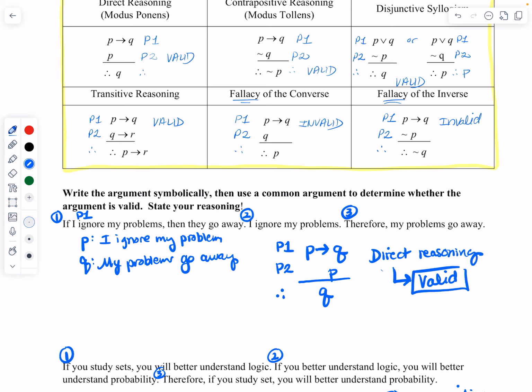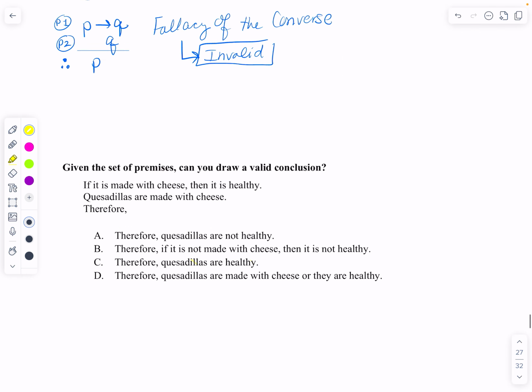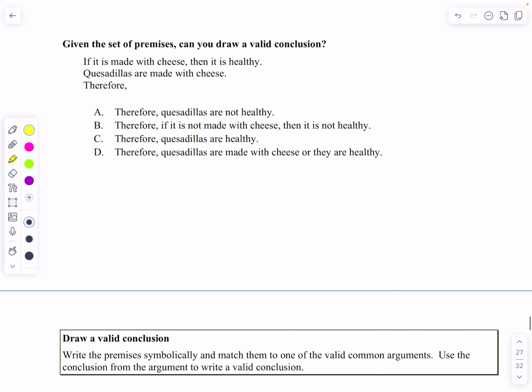And by the way, I did want to point out, remember that the converse is if Q, then P. See how premise 2 says Q, therefore P. And inverse, remember, was not P, then not Q. So that's one way to tell which one's which. Okay, so let's go ahead and look at the next one.